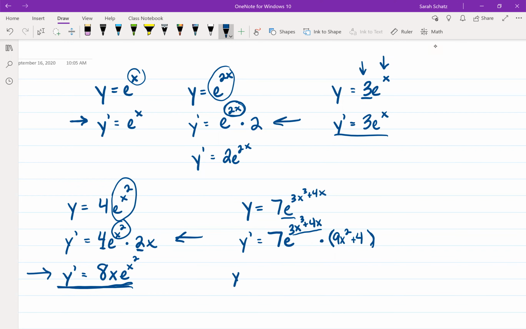While this answer is absolutely correct, because it has all the pieces, what I would probably do in this case is take this 7 and distribute it to both of these terms. And I would have 63x squared plus 28. So I did the 7 times those. It would need to be in parentheses. And then I'll have e to the 3x cubed plus 4x up here.